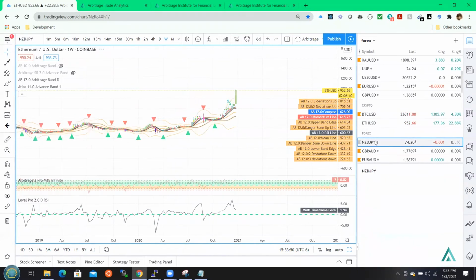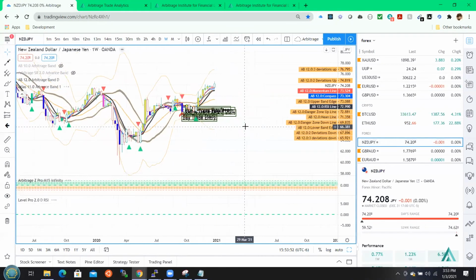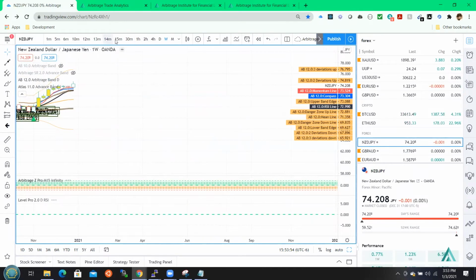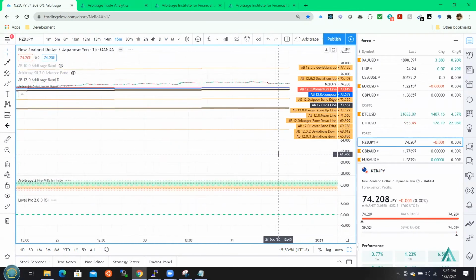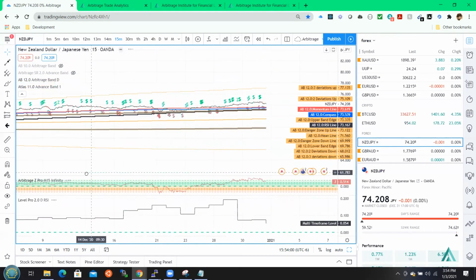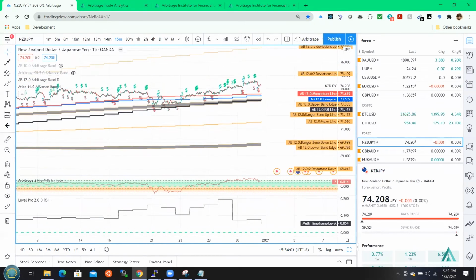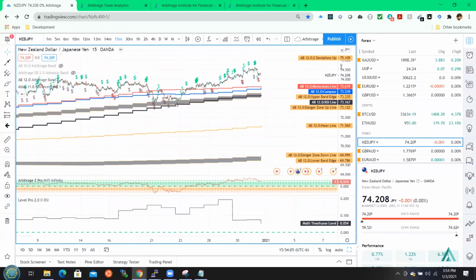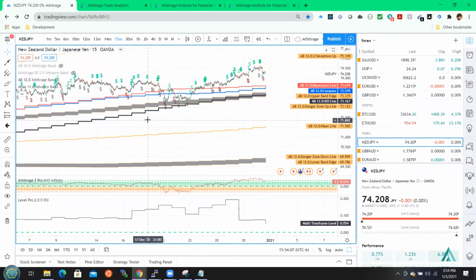So I'm going to go down to GBP/JPY, and I'm going to go back down to my 15-minute chart because that's typically where I play this guy. We're still set because we're still set at the daily. I'm watching this guy, and he's set to the daily arbitrage band.